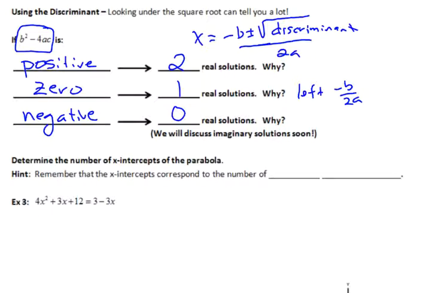Now remember, these solutions also connect with our x-intercepts. However many real number solutions we have will be how many x-intercepts we would have for this function. So if it was a positive discriminant, there would be two x-intercepts. If our discriminant was 0, we'd have 1 and it would just touch the x-axis. And if our discriminant is negative, then that parabola doesn't touch the x-axis at all. So it's completely above it or completely below it. So the x-intercepts correspond with the number of real solutions.